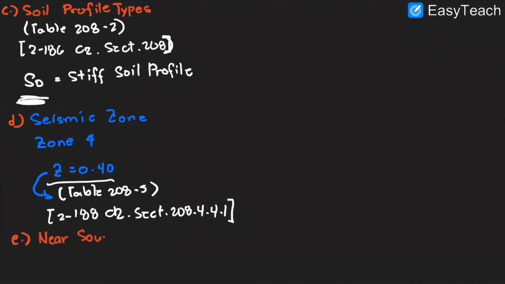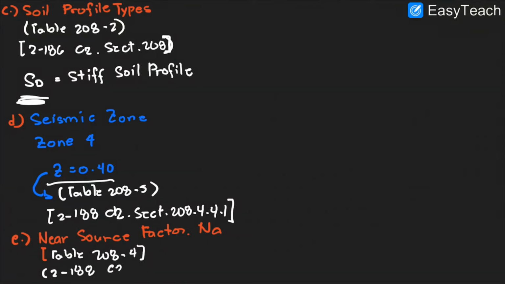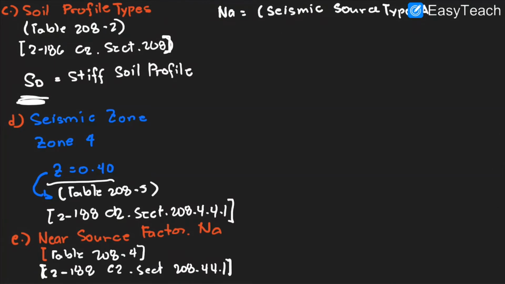Near source factor N_a. Near source factor N_a is your seismic source value, which is now identified at table 208-4, page 2-188, chapter 2, section 208.4.4.1. So, nandyan yung ating table. So, N_a, let's categorize the location as a type A seismic source. Seismic source type A.